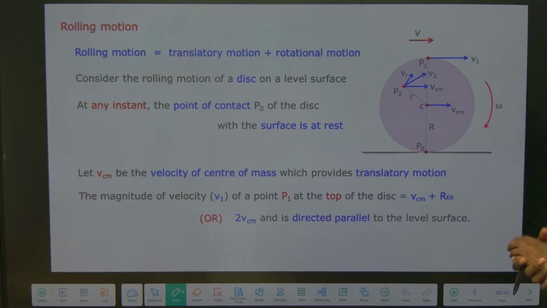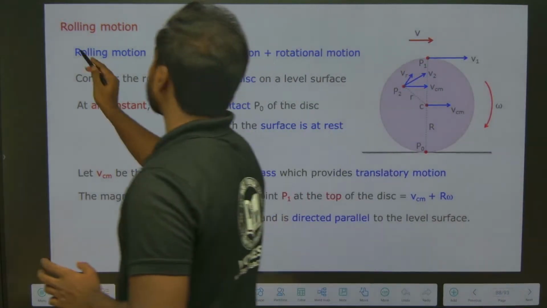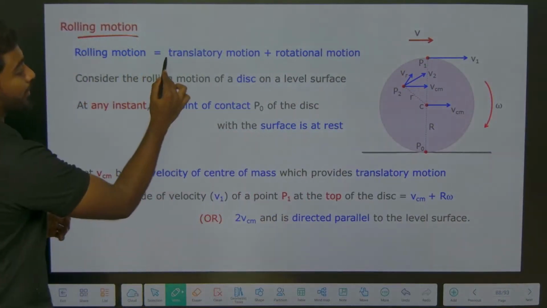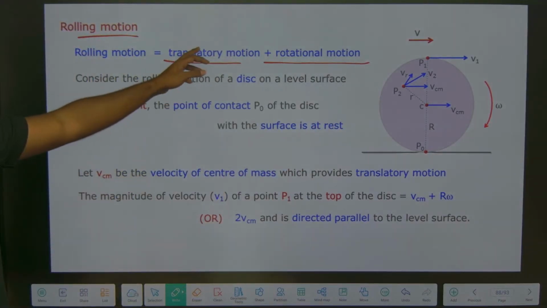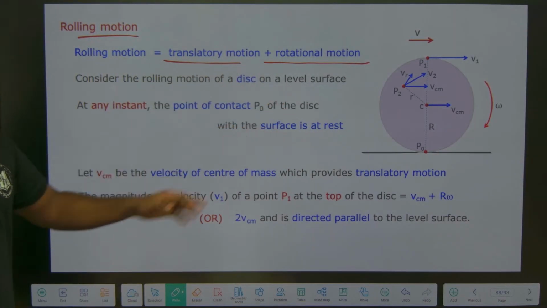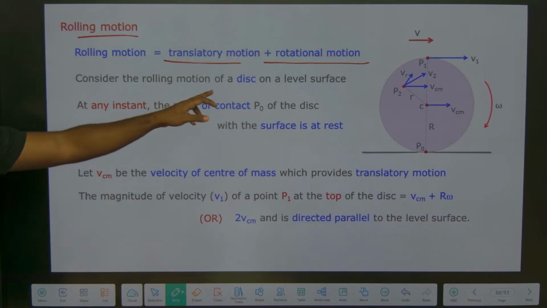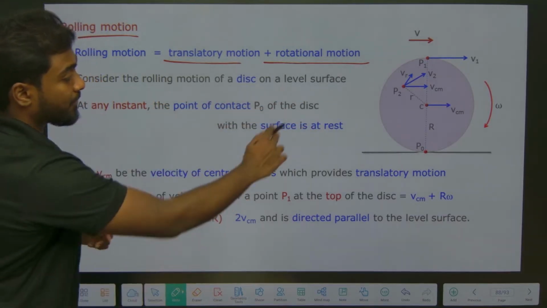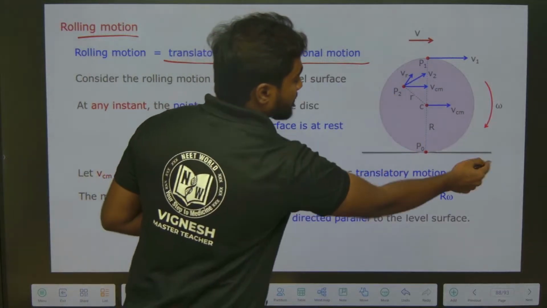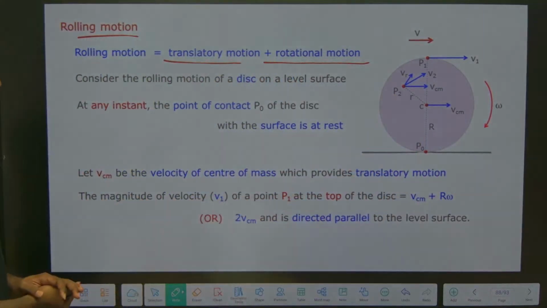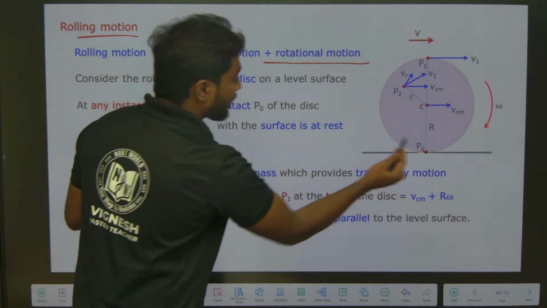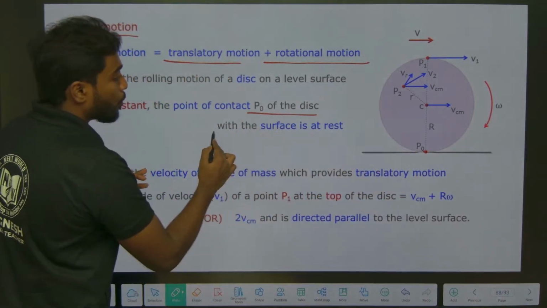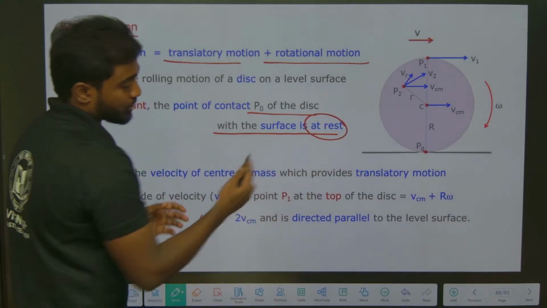Next we are talking about rolling motion. Rolling motion is the sum of translatory plus rotational motion. Translation, that is linear, plus rotational. Consider the rolling motion of a disc on a level surface. This is the disc, and this is the level surface, a plane surface. At any instant, the point of contact P0 of the disc with the surface is at rest.